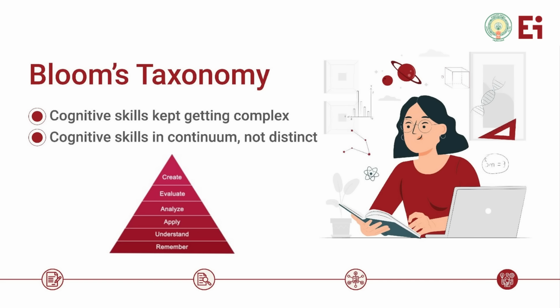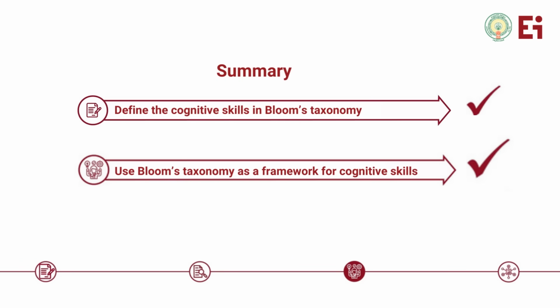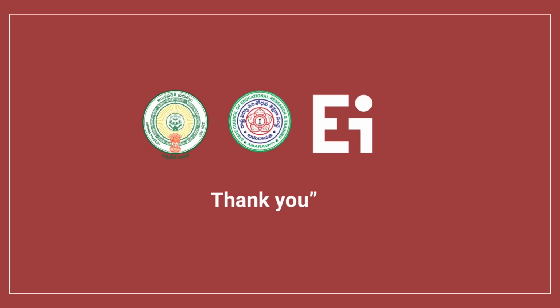Let's quickly recap the main points about Bloom's taxonomy. We learned that in the framework of Bloom's taxonomy, cognitive skills keep getting more complex as we move up the taxonomy pyramid. We have also seen how they are in continuum and not distinct from each other. This brings us to the end of this video. In this video, we understood how Bloom's taxonomy works as a framework for cognitive skills and how to use it when creating an assessment. Thank you for watching the video.